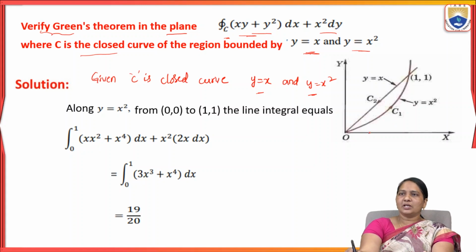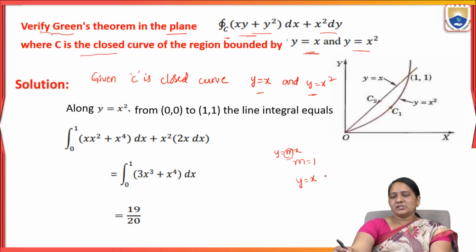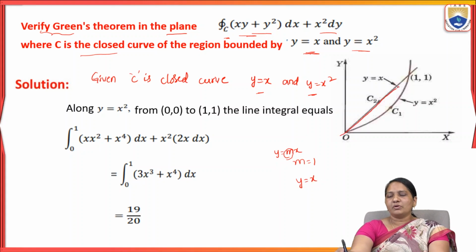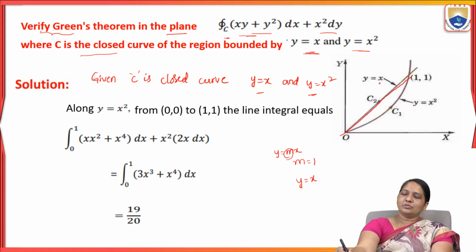First we take the x axis and y axis. y equal to mx we already know; this is a straight line passing through the origin. If we take m equal to 1, this is y equal to x, the line passing through the origin. Next, y equal to x square.